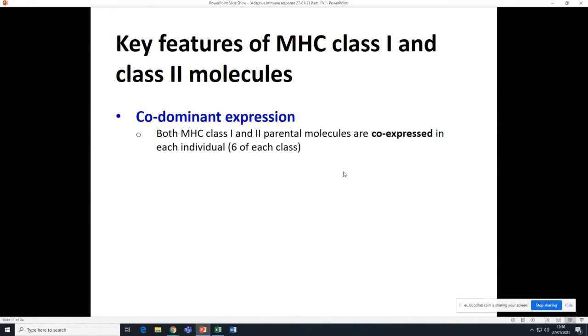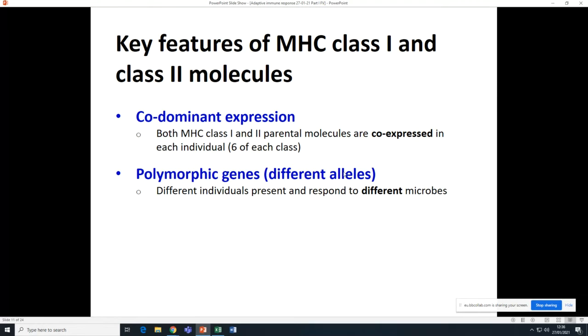Keep this in mind for the love story that is coming afterward. They are highly polymorphic, meaning that for all the genes encoding the MHC molecules there are different alleles. We estimate that there are around 14,000 different MHC molecules, which is amazing, and none of them are identical between individuals. Because we have these highly polymorphic genes, we'll be able to present the microbe differently, and you will see the impact later on.